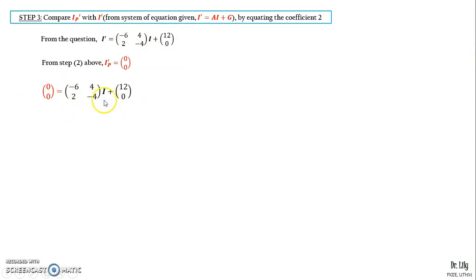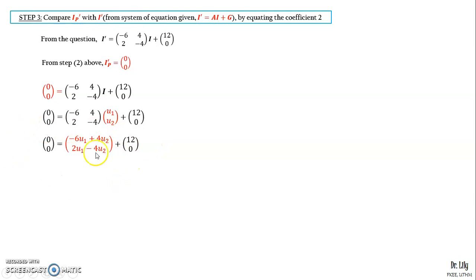Okay. And then, this matrix I, you need to substitute with value of IP. So, tadi you tahu IP sama juga dengan U1 and U2. Okay, so you ganti dekat sini. So, once you dah ganti everything, kita kembangkan persamaan dia row by row. Okay. So, untuk yang row yang pertama, negative 6U1 plus 4U2. So, dekat sini you ada 2U1 minus 4U2. Okay. So, bila kita dah kembangkan, kita boleh selesaikan. Untuk first row, 0 is equal to negative 6U1 plus 4U2 plus 12. Okay. So, we try to rearrange it so that you have U2 is equal to 6U1 minus 12 over 4.